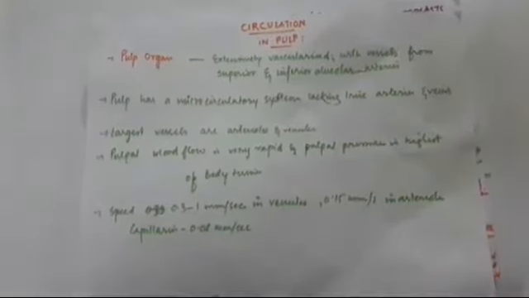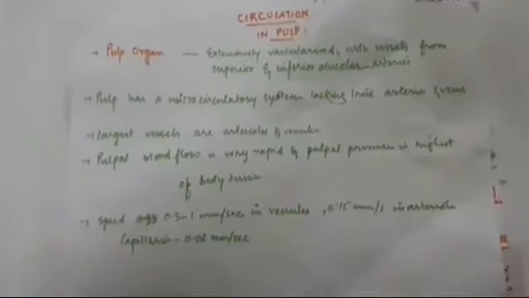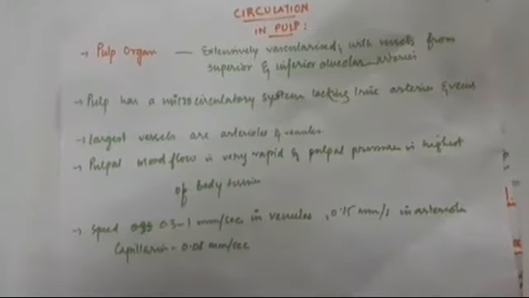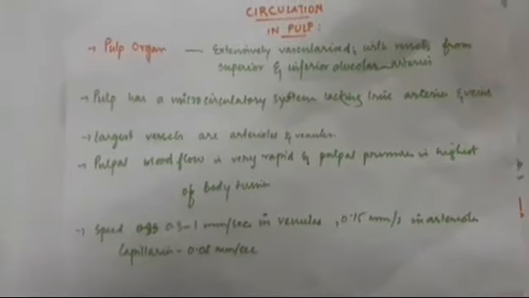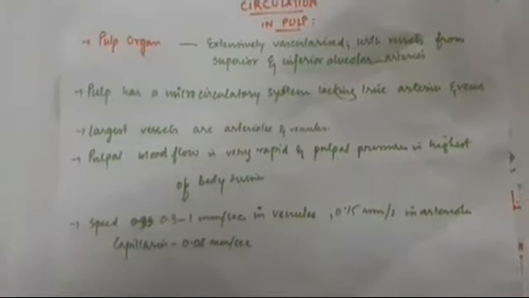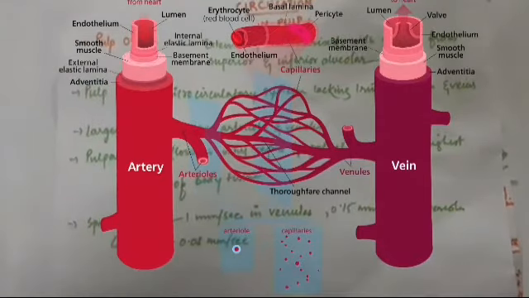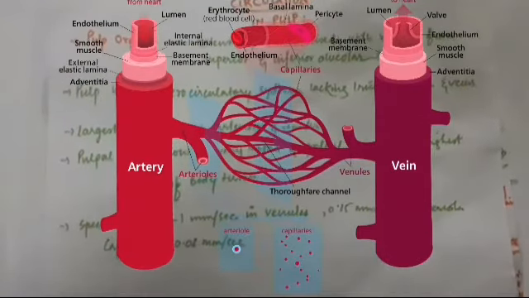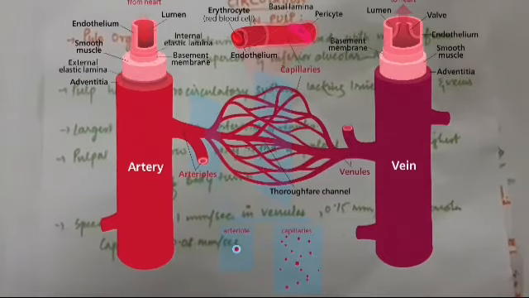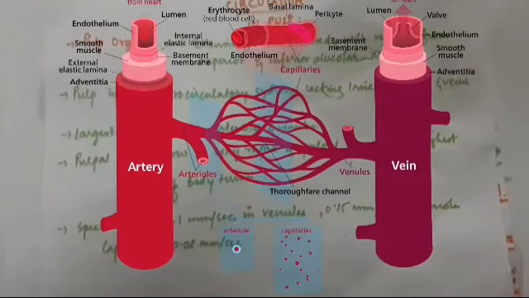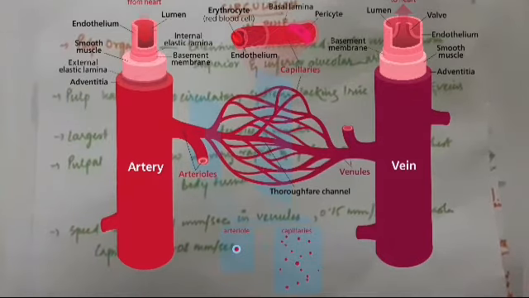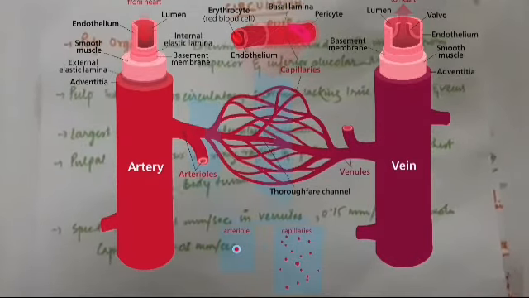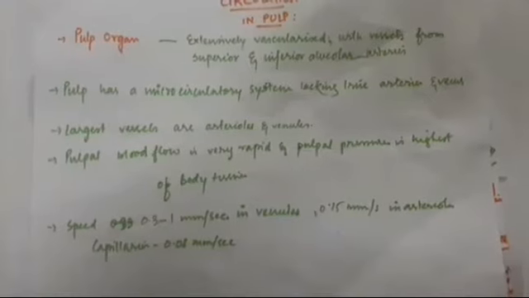We will now discuss the circulation in pulp. By this time, as you know, the pulp organ is extensively vascularized with vessels arising from the superior and inferior alveolar arteries and veins. The pulp doesn't have true arteries and veins. Rather, it has a microcirculatory system which lacks true arteries and veins. The largest vessels that can be found in the pulp are actually arterioles and venules.